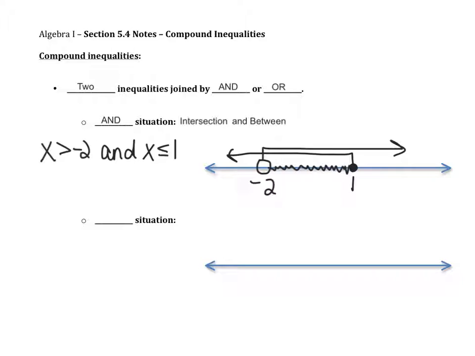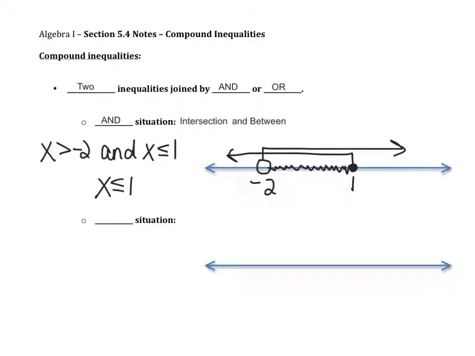You can write an and situation as one compound inequality, and in fact you are required to write and situations as just one statement, one compound inequality. So let me show you how that's done. The first step is to write down the less than inequality statement. So I'm going to write x is less than or equal to 1. Then what we're going to do is take the other inequality and we're going to flip it around. We're going to act like this less than or equal to 1 is not there and just think of it as x is something to -2.